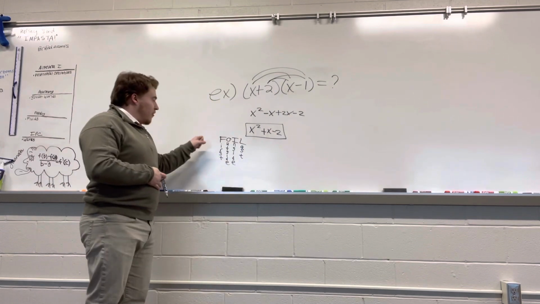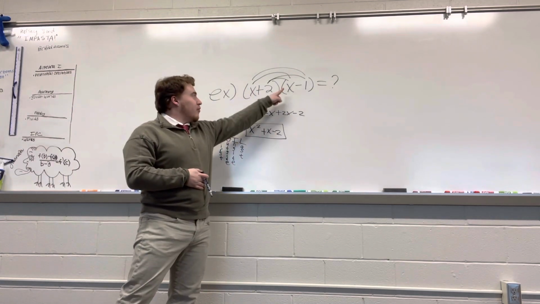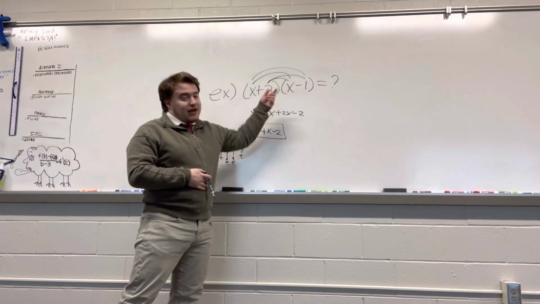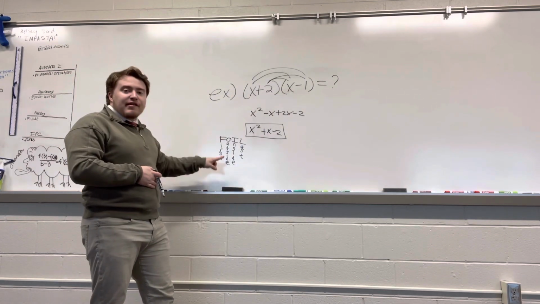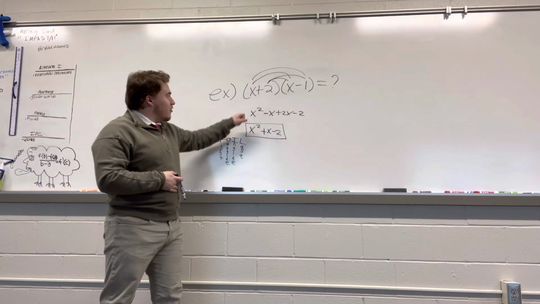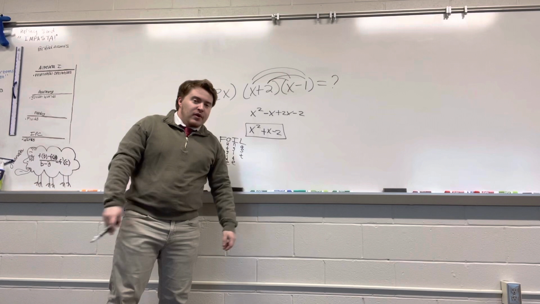So again, FOIL stands for first, the first term of each factor. Outside, the outside ones, x and -1 here. Then the inside ones, the 2 and the x. And finally, the last ones of each factor, the 2 and the -1.